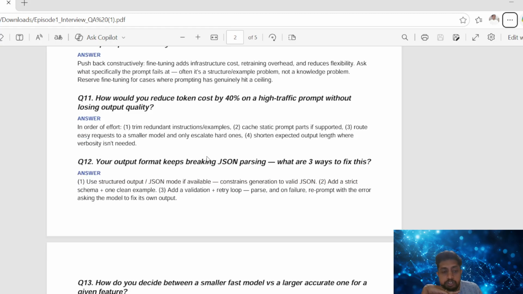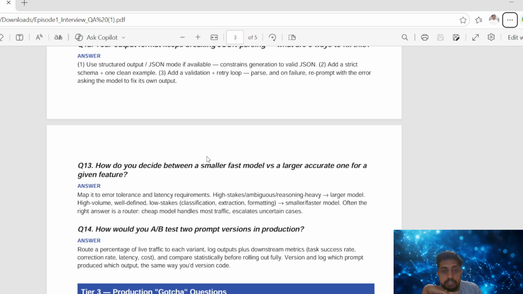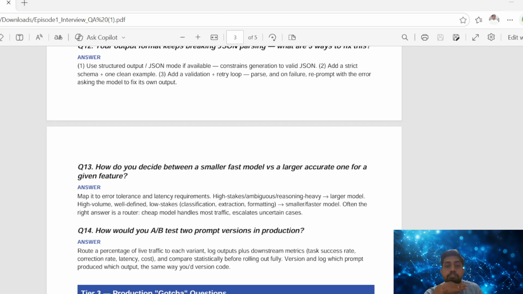Okay, next question guys, 13th question. How do you decide between a smaller fast model versus a larger accurate one for a given feature? Map it to error tolerance and latency requirements. High stakes, ambiguous, reasoning-heavy tasks call for a larger model. High volume, well-defined, low stakes tasks call for a smaller, faster model. The answer is very simple: a cheap model handles most traffic and escalates uncertain cases. The cheap model handles the more routine questions, but uncertain cases will be escalated.